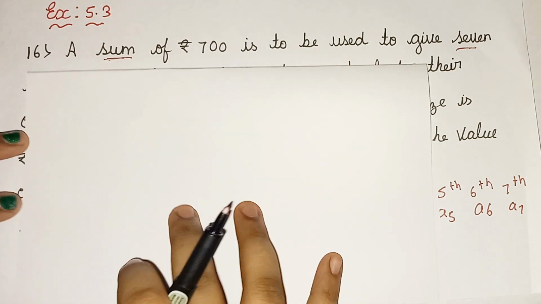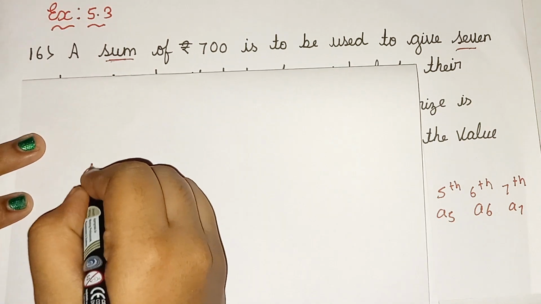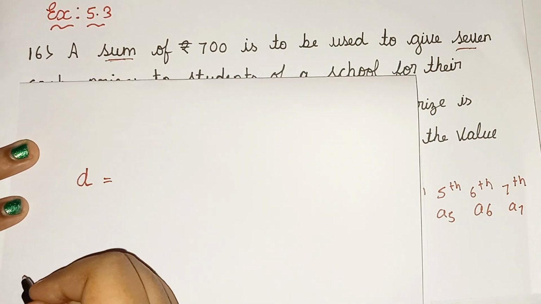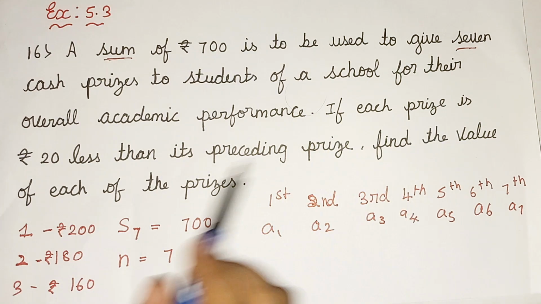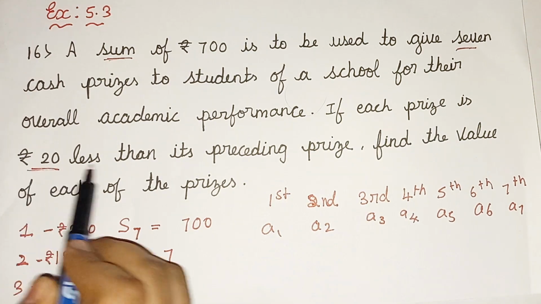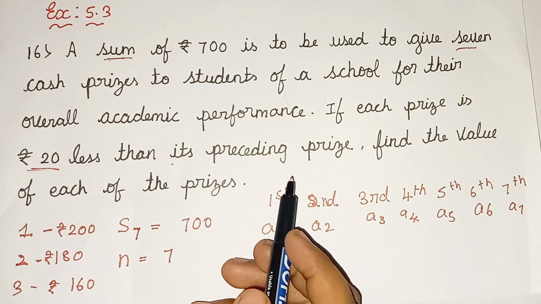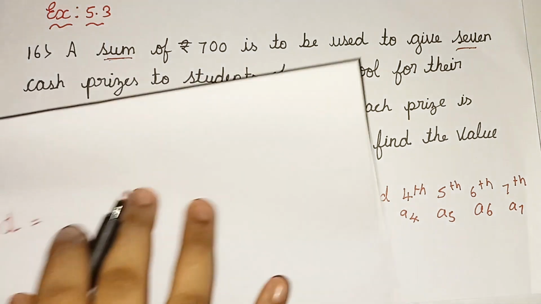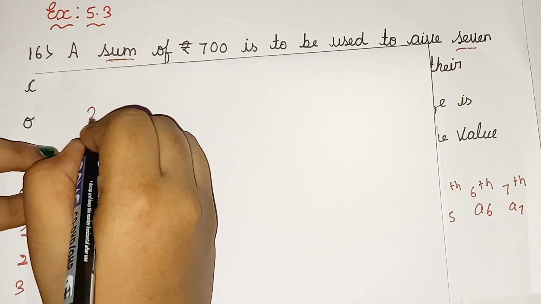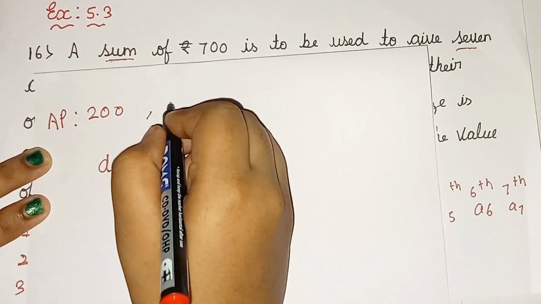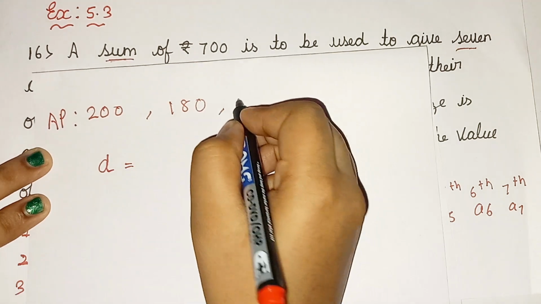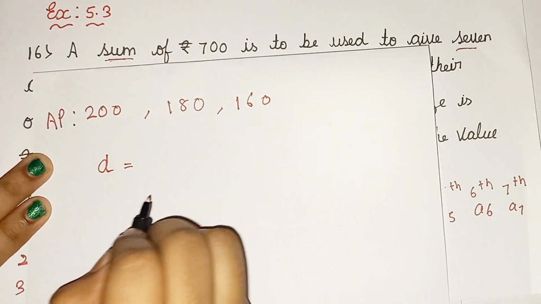So here we can actually find the common difference. How to find this common difference? Did you notice something? Each price is rupees 20 less than its preceding price. So for example, assume that we have 200, 180, 160. So you can think this is an AP.